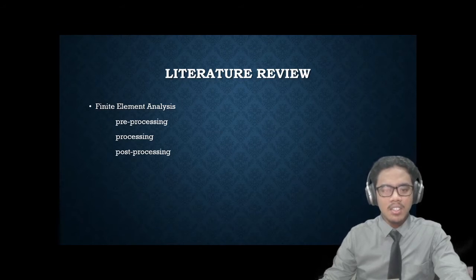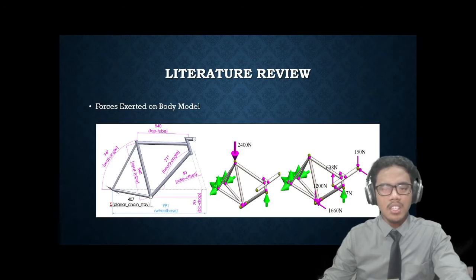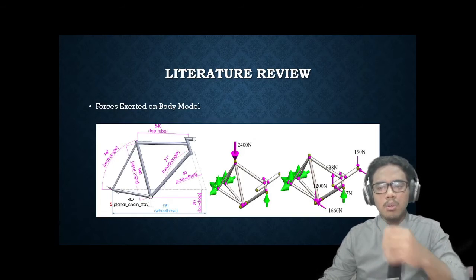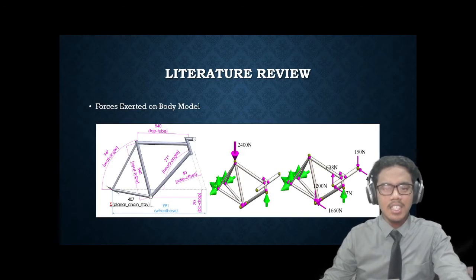After that, the last literature review is the force exerted on the frame model like a bicycle. The most important load in stress analysis of a bicycle comes from the seat, the load of the rider, and the handlebar, the portion weight of the rider. And another force is at the wheel holder of the frame, pointed upward.